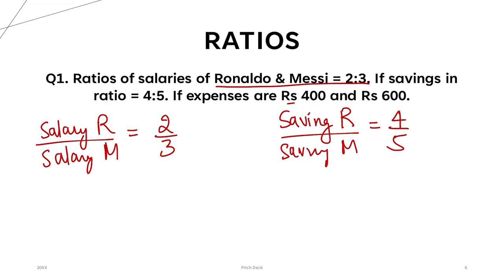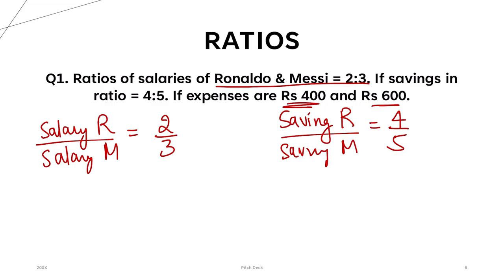Now, their expenses are this and this. We have to calculate what their salaries are and what their savings are. These expenses are given to you. You have to calculate what their salaries are and what their savings are.